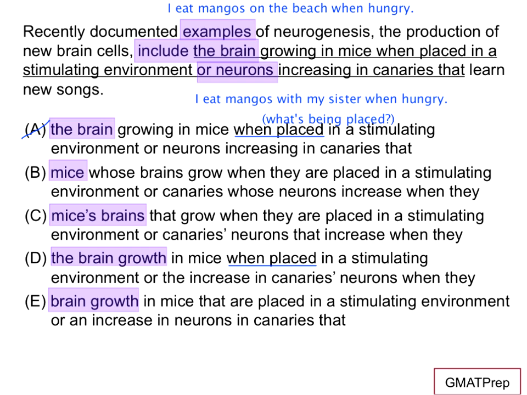All right, so in D, they also just do this when placed thing. They don't put something here. And then we're like, wait, is it the brain growth? Is it the examples? Oh, I don't know. Okay, so D is no good. Now, how did they change this in B and C?